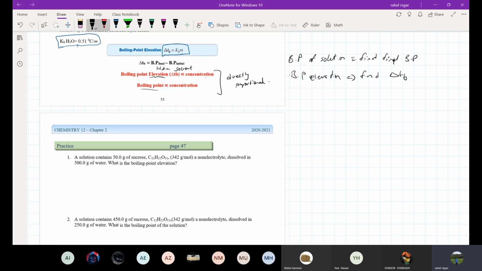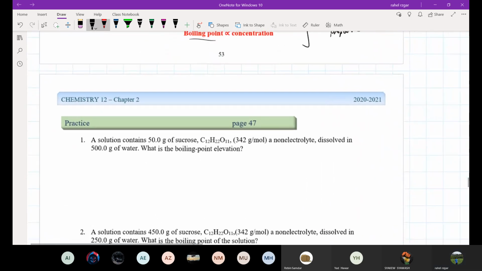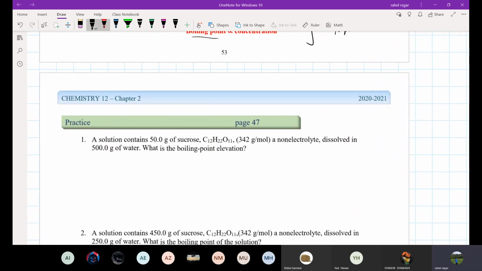So for this question, it says, what is boiling point elevation? So it means find delta TB only. Let's see what are the givens and the required. A solution contains 50 grams of sucrose and electrolyte dissolved in water. So this 50 gram must be the mass of solute. So it's 50 grams of solute.